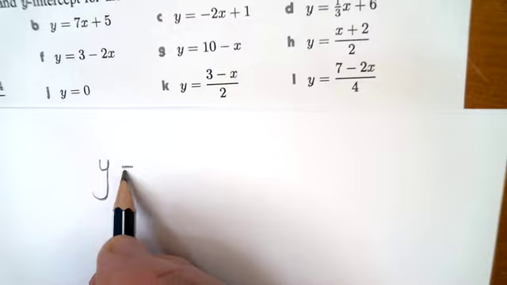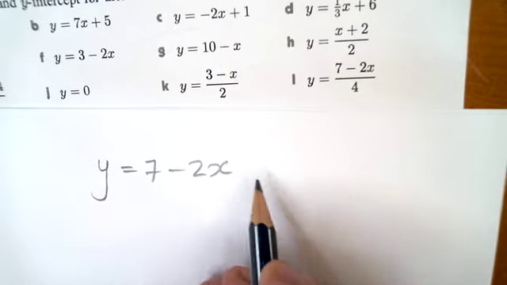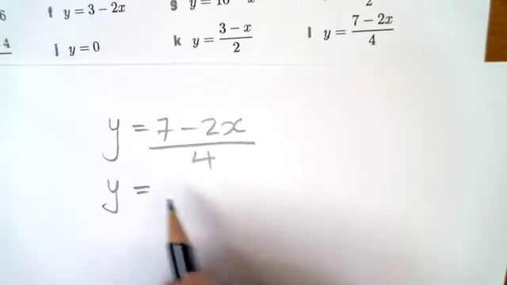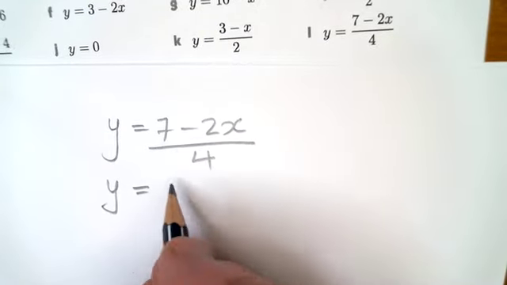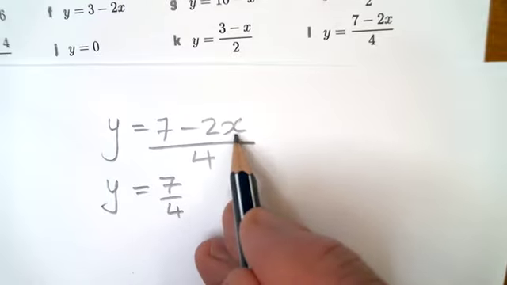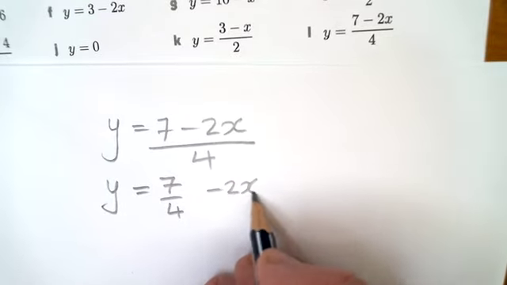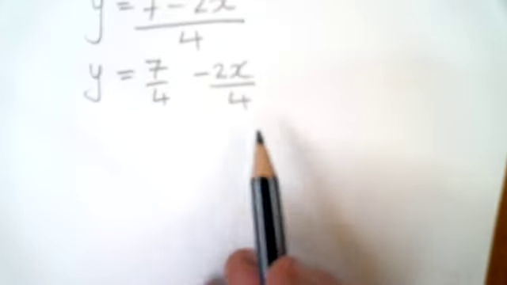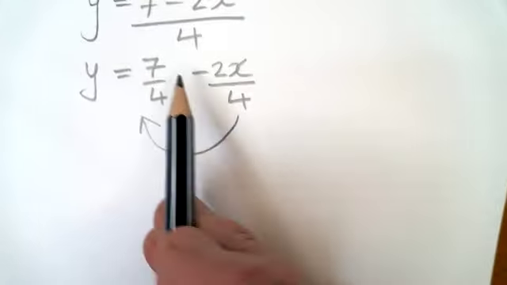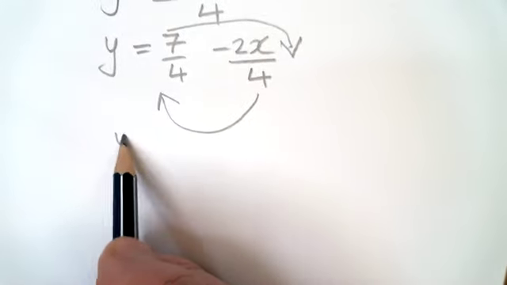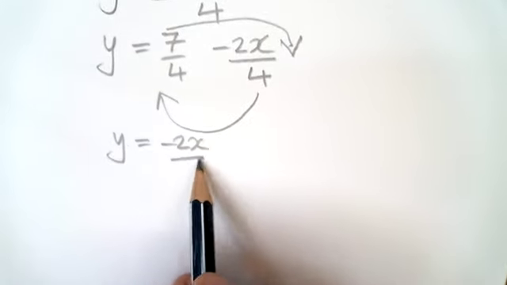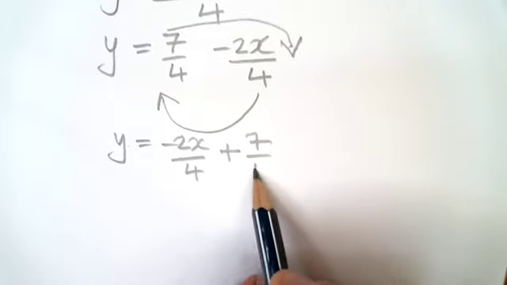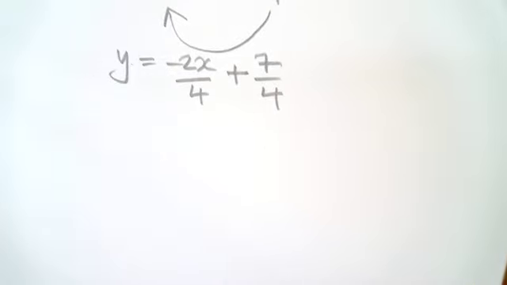We've got y is equal to 7 minus 2x over 4. Now the thing to realize is this is another way of writing, and I can rewrite this with everything over a 4. We've got 7 over 4, and we've got a minus 2x over 4. And that's all that means, yeah? So what I'd like to do now is just put this one over here and this one over here. So what we're going to end up with is y is negative 2x on 4, and we've got a plus, and that just means and, 7 on 4. And there is my gradient intercept form now.